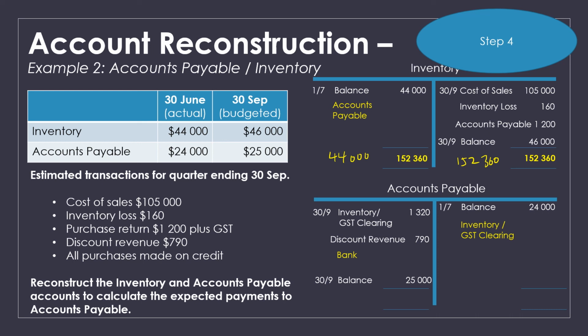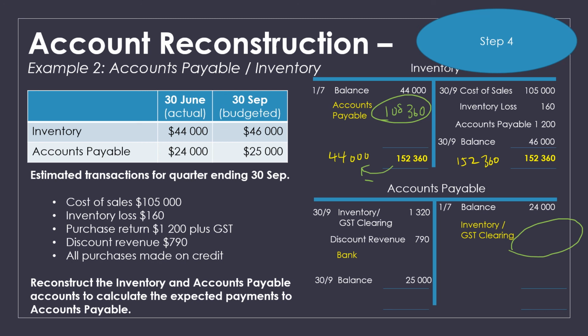And to find the missing figure here on the debit side, we take $152,360 less $44,000, and that would give us the missing figure of $108,360. We also know that this relates to the credit entry here in the accounts payable ledger account, because this is a purchase of inventory on credit.